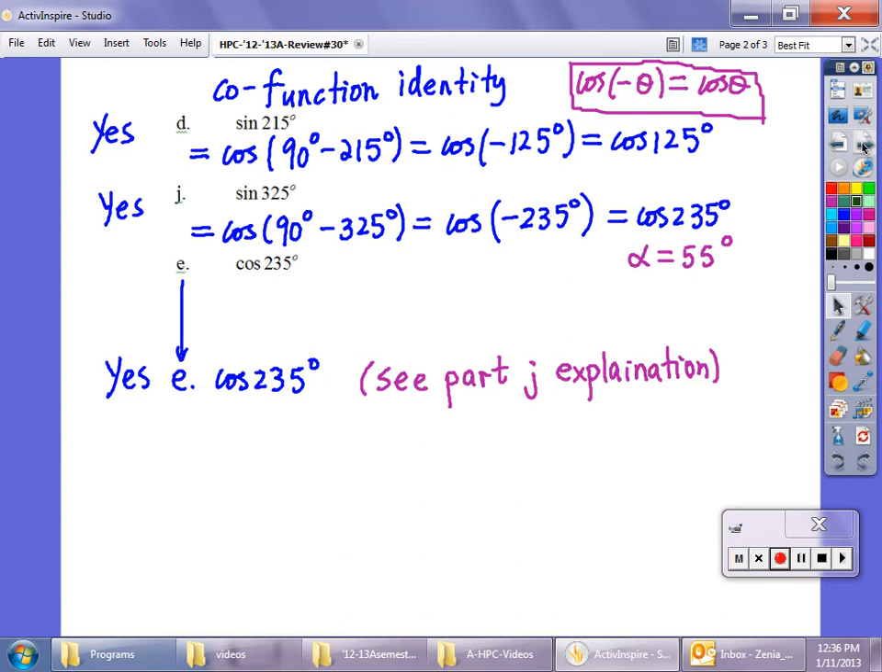What we need to do is to find the reference angle for 235 degrees. The reference angle for this is 55. Therefore, cosine 235 is equal to cosine 125. For part E, cosine 235 degrees is the same as cosine 125, so go back to part J's explanation for part E.